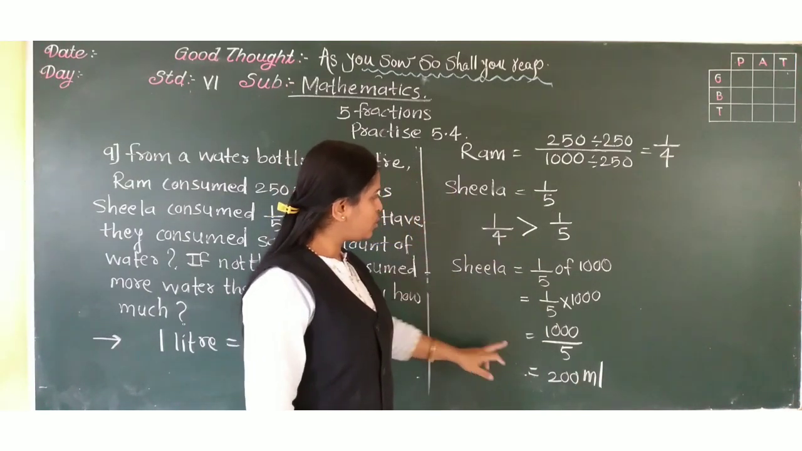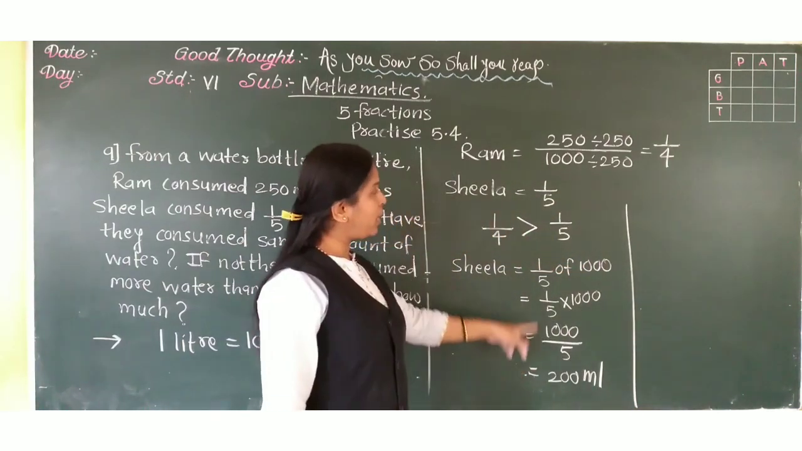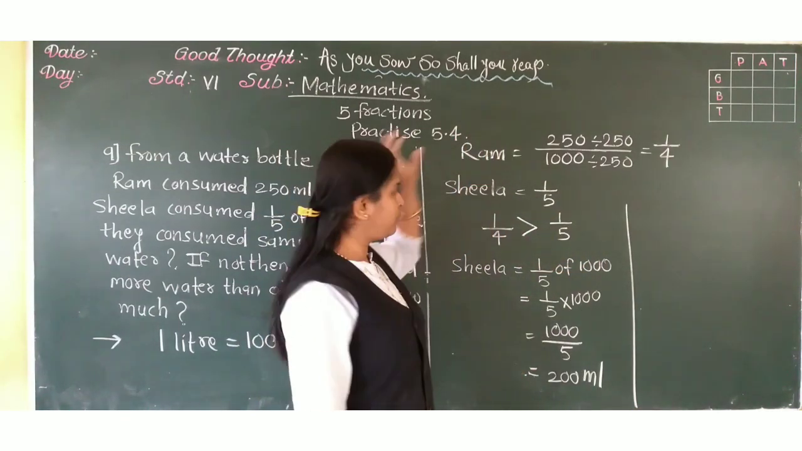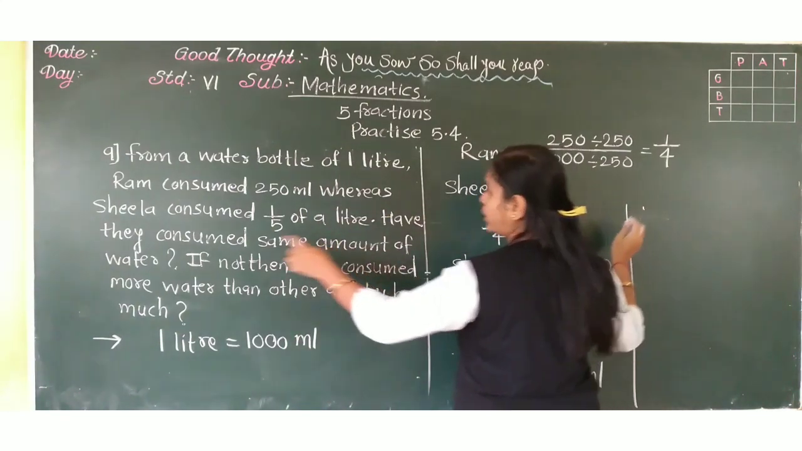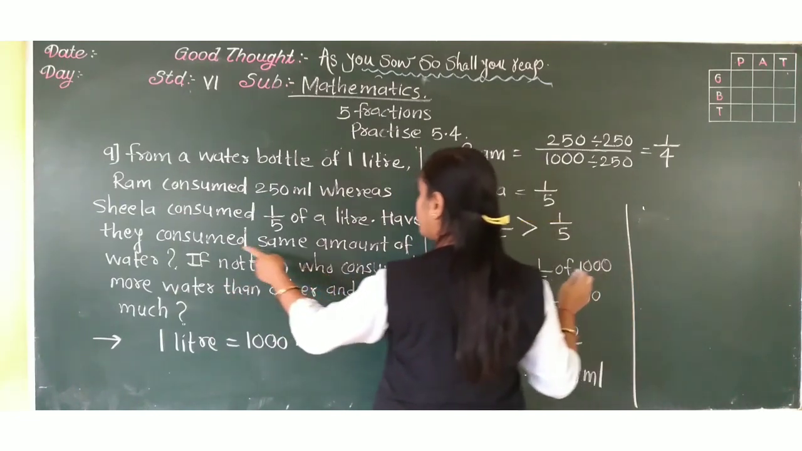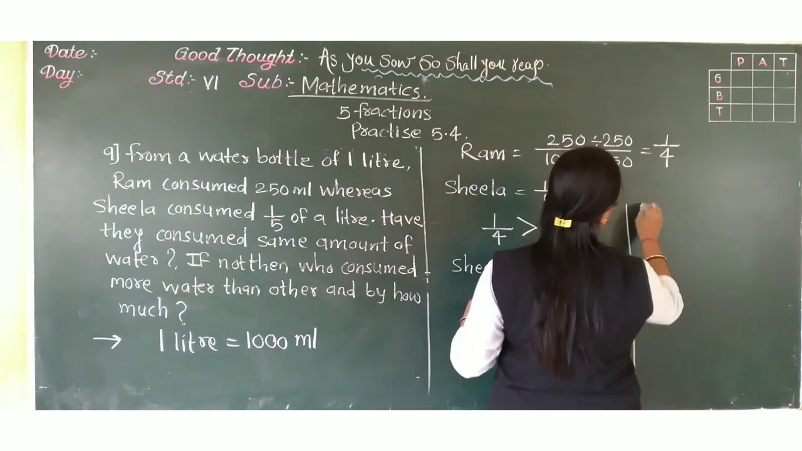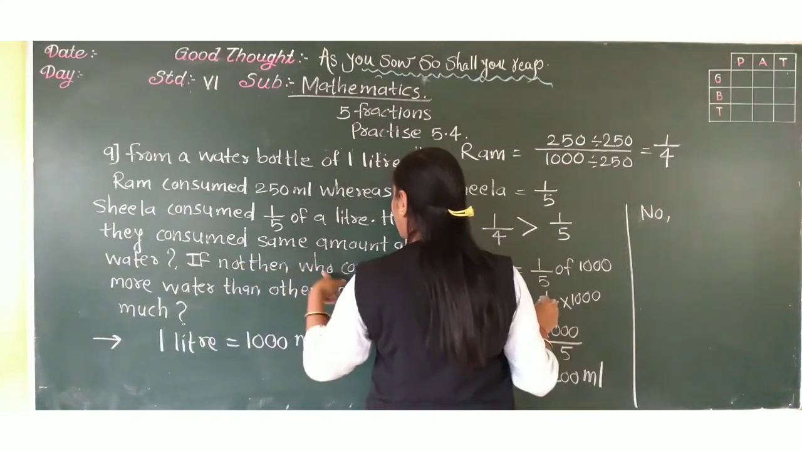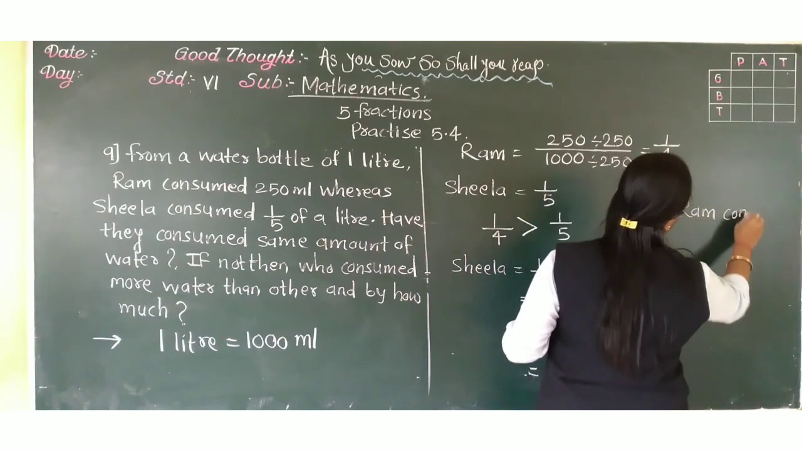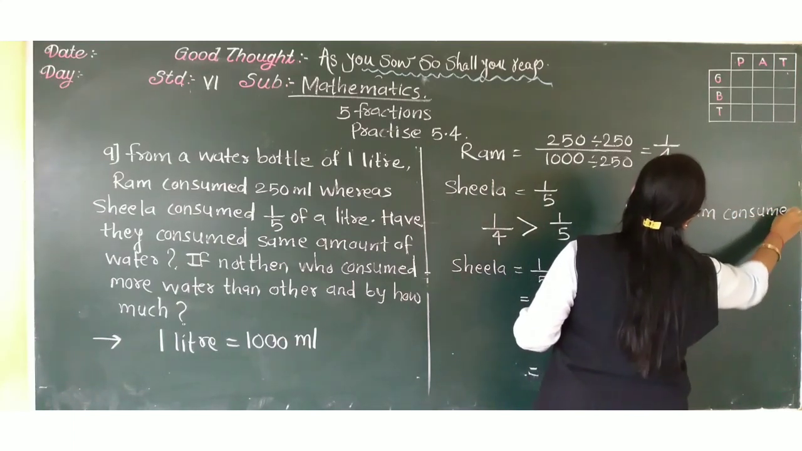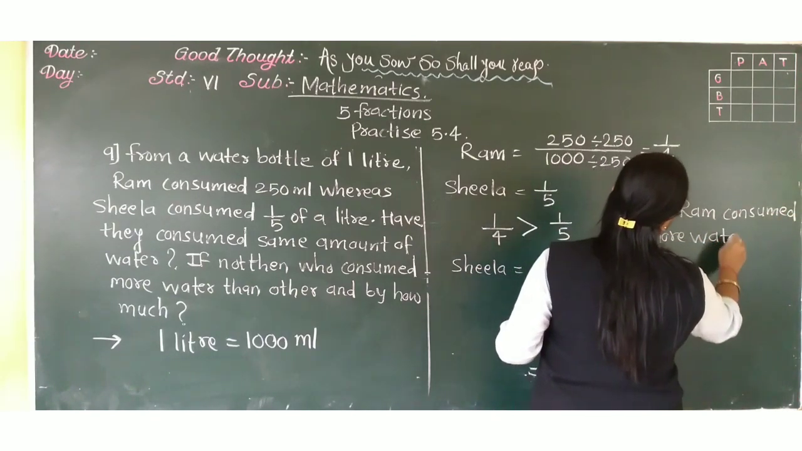Correct? So here, how to write? See here, 200, and Ram consumed 250. So Ram, what is the question? Have they consumed the same amount of water? So the answer will be no. Then who consumed more? Ram consumed more water.